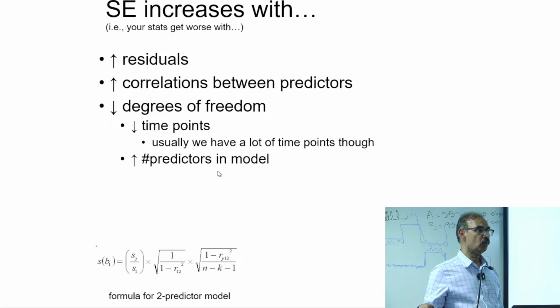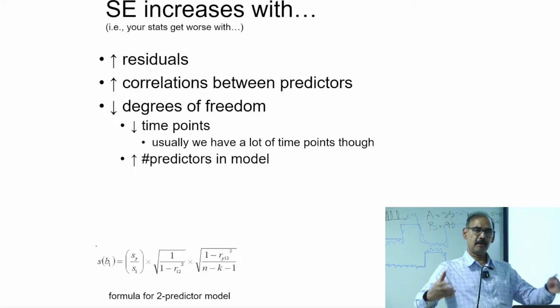Does anyone know what a degree of freedom is? Right. So let's say we collected 104 data points. So what would be the typical degrees of freedom for that data set?